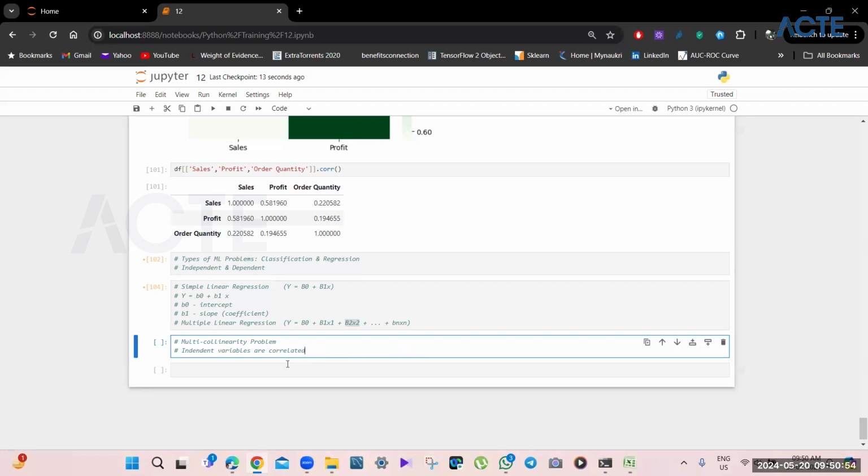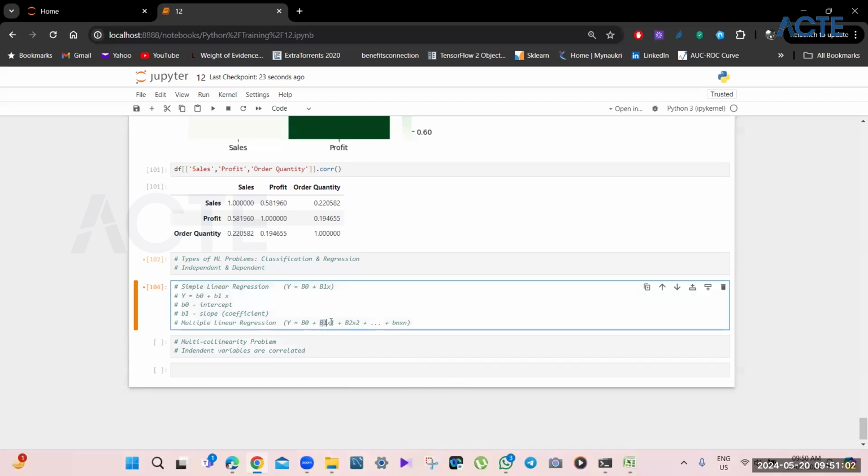So that is the thing. That is a multi-collinearity problem that we have to solve. Not solve, but yeah, there are multiple ways you can drop these variables. You can fix their coefficient values and so on and so forth. So that is how you deal with a multi-collinearity problem.